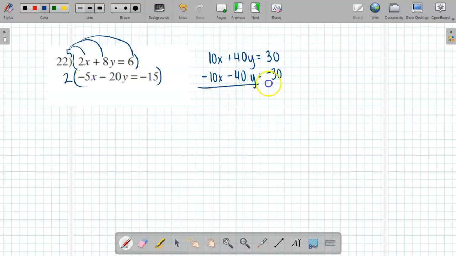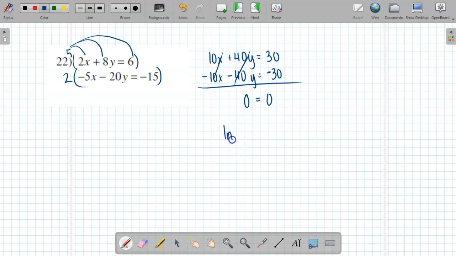Now look what happens here. The x's cancel just like I wanted, but the y's also cancel, leaving us with 0 over here. And 30 minus 30 is also 0. When this happens, when both the x's and the y's cancel out, it means you've got one of two situations. You've either got no solution or infinitely many solutions. In this case, it's going to be infinitely many solutions because 0 does equal 0.